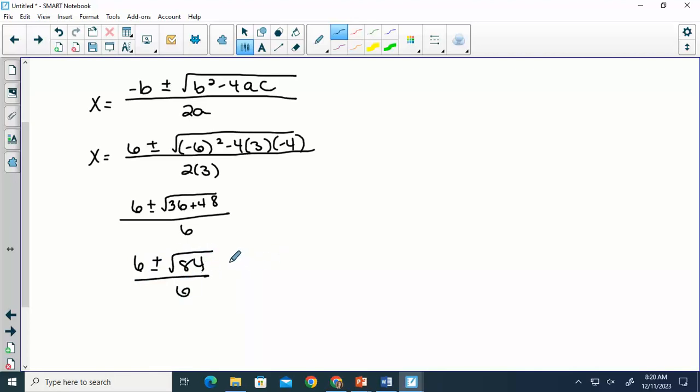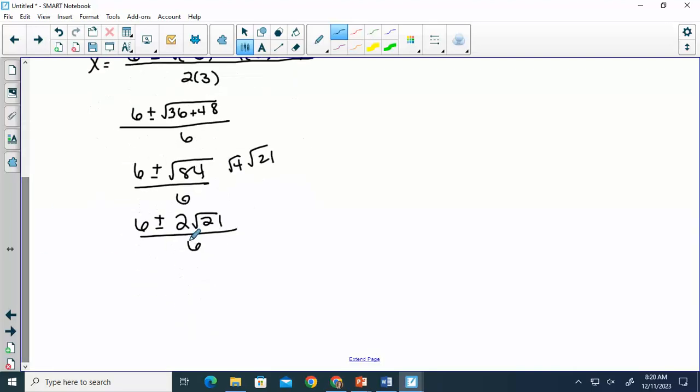Okay, break down our radical. What goes into 84? Bring it forward 2. And then the final step is to reduce. All of these are divisible by 2. So you could write your answer as 3 plus or minus the square root of 21 over 3. Or if you broke it apart, 6 over 6 is 1 plus or minus radical 21 over 3. So either of those is okay.